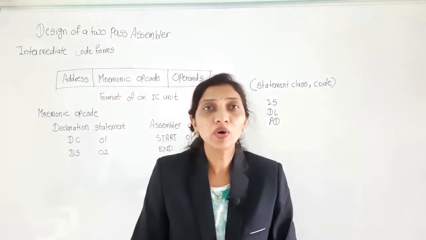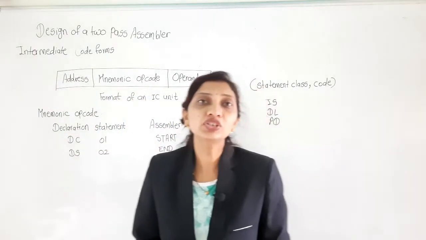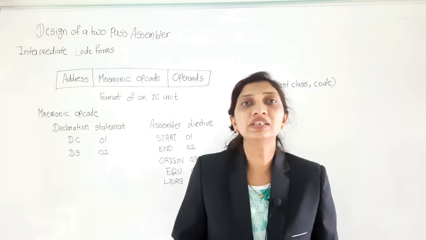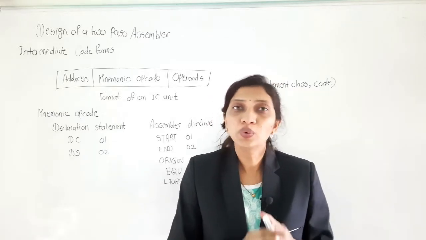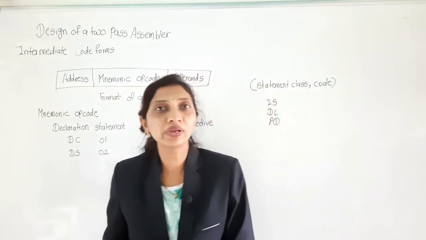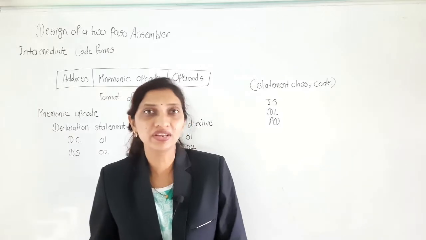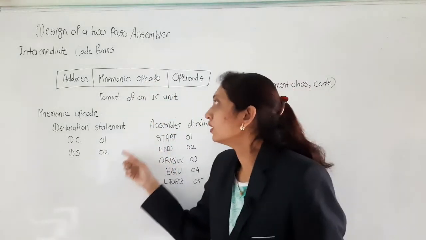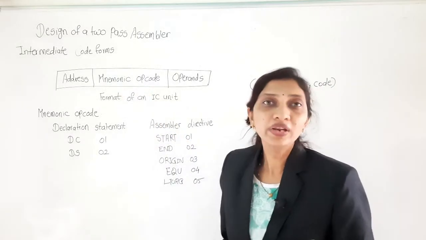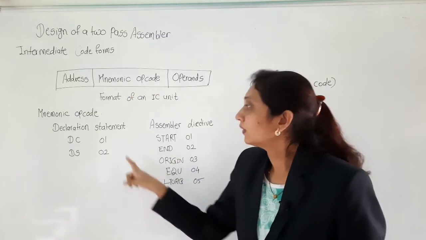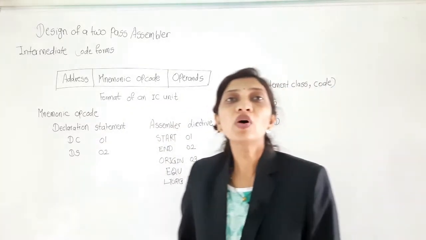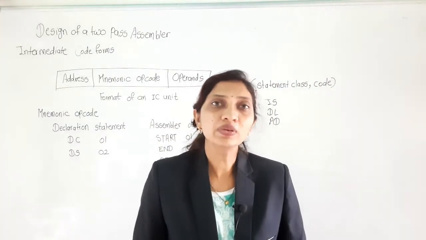And if your mnemonic opcode contains a branch on condition statement, means a BC statement, in that case we use the digits from 1 to 6 to represent less than, less than or equal to, equal to, greater than, greater than or equal to and any condition. In this way this code is used with the statement class in the mnemonic opcode to represent the mnemonic opcode. Now this is the case for declarative statements and assembler directive statements. So what happens in the case of the imperative statement?